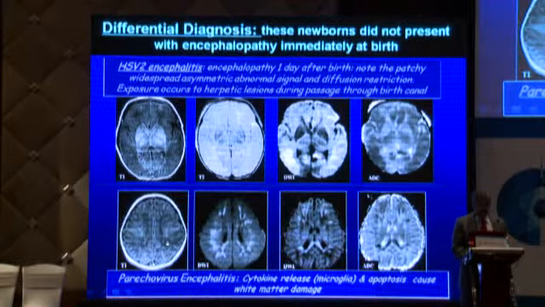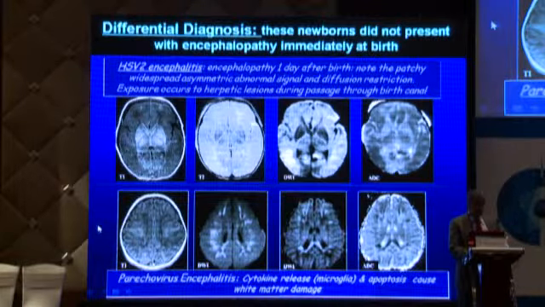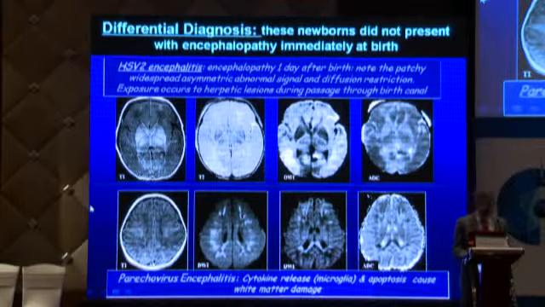This is a specific pattern for viruses, enteroviruses, and this is a parechovirus, where you can see tubular diffusion restriction patterns going from deep to the peripheral white matter in the diffusion images. And this has been reported well in literature. This is a case that we contributed to literature for parechovirus encephalitis.